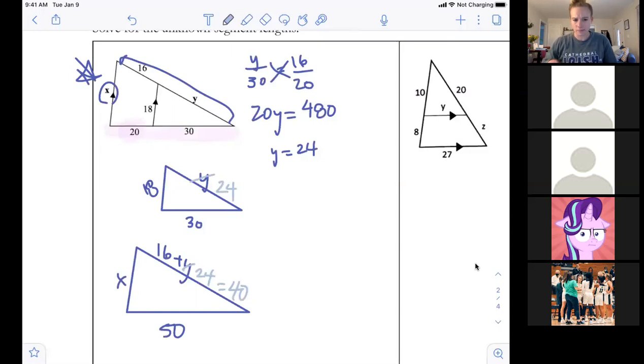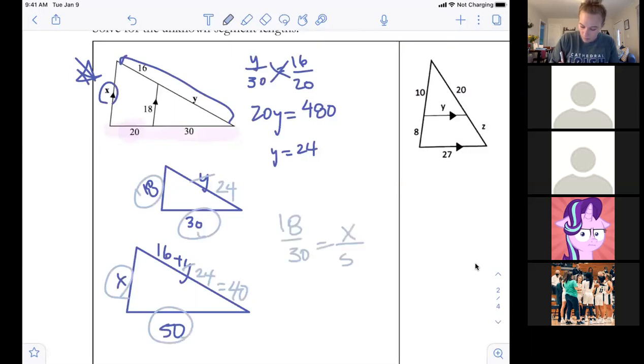18/30 equals x/50. 18 over 30 equals x over 50. Yep, very good. I just had to repeat that a couple times because again, there's a lot that you could do there.